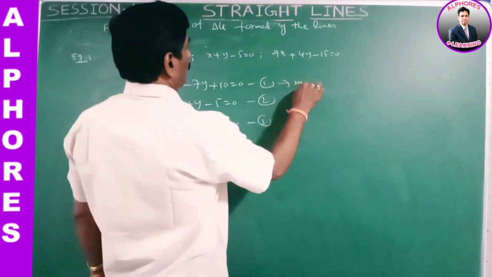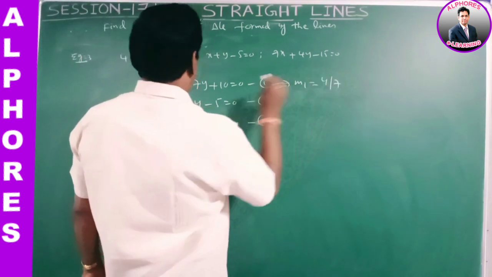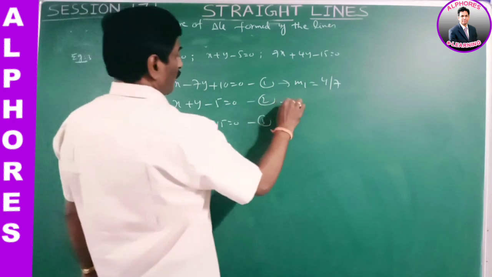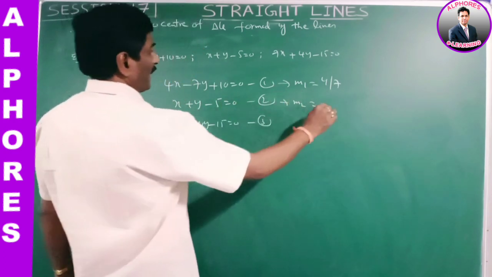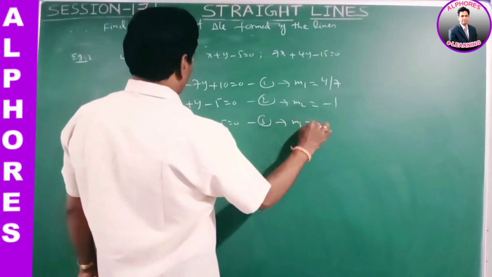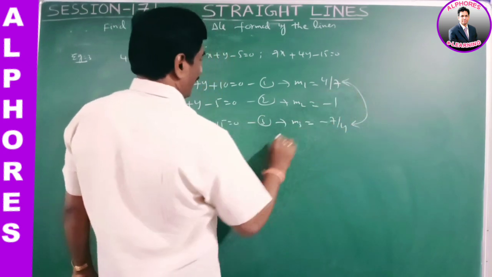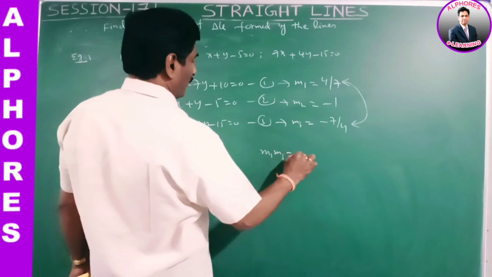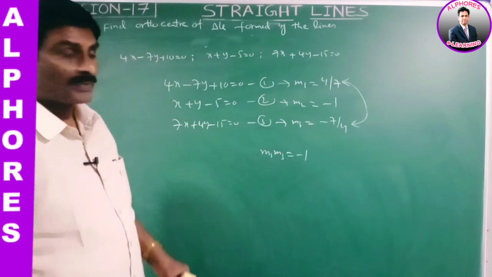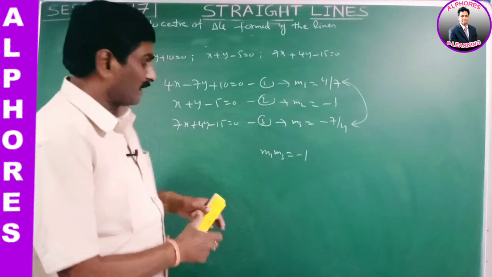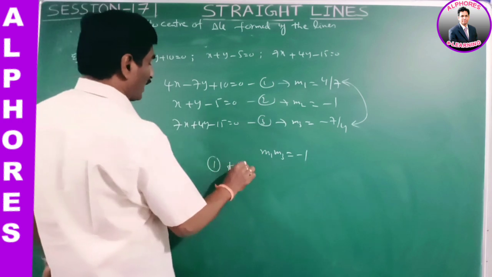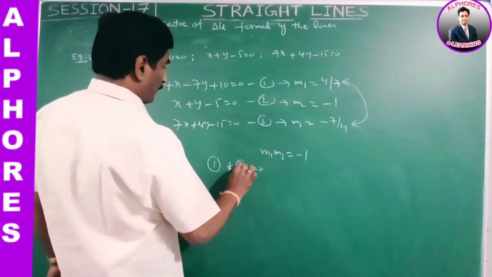What is the slope of the first line? 4 by 7, minus x coefficient by y coefficient. What is the slope of the second line? Minus 1. What is the slope of the third line? Minus 7 by 4. Please observe these values 1 and 3. Here, m1 and m3 multiply to minus 1. What is the meaning of that? The lines 1 and 3 are perpendicular.